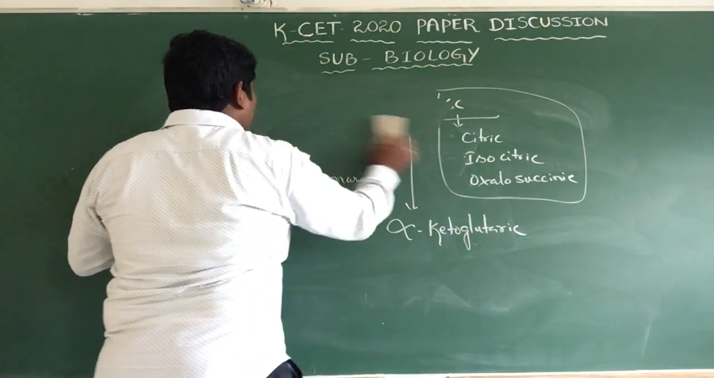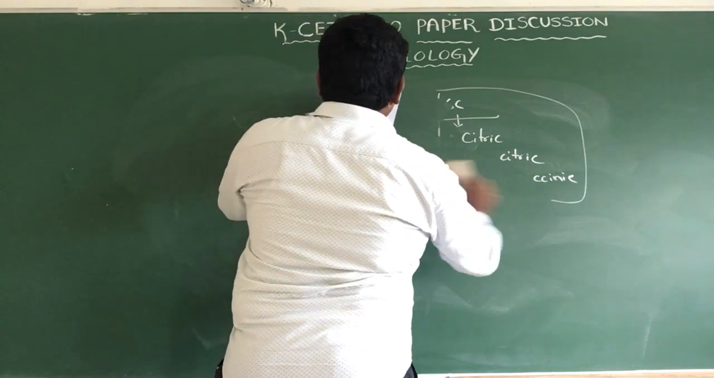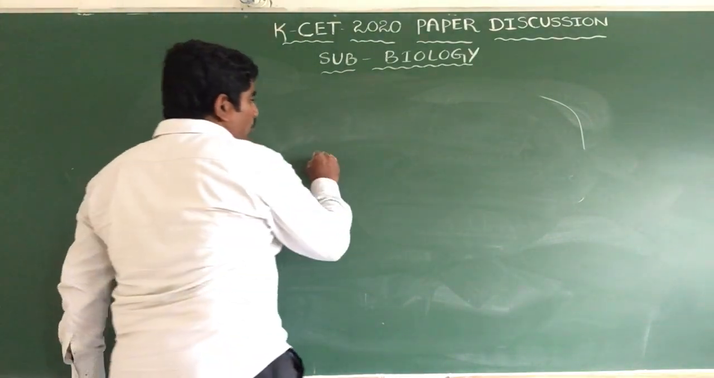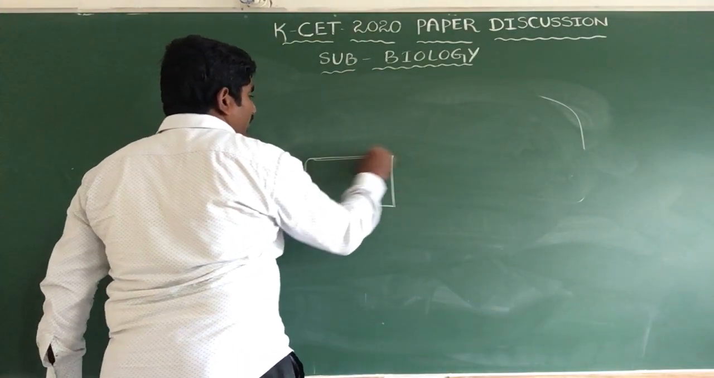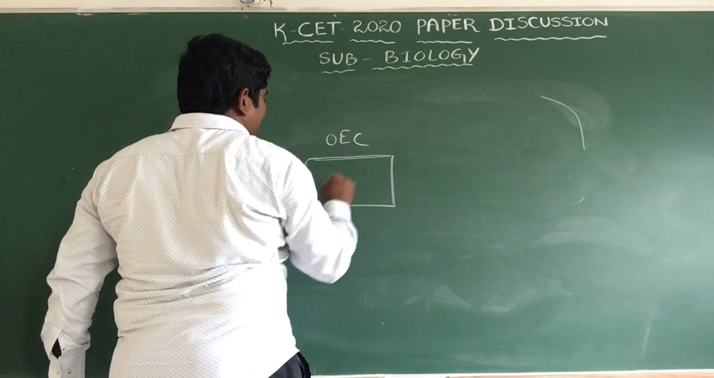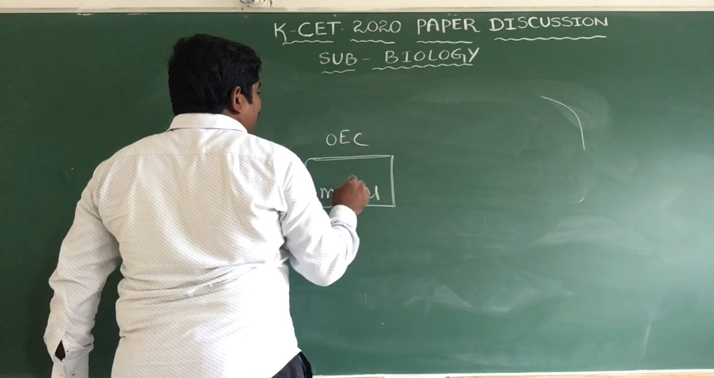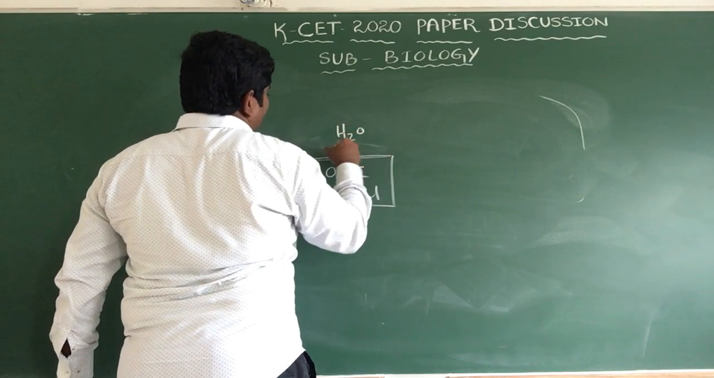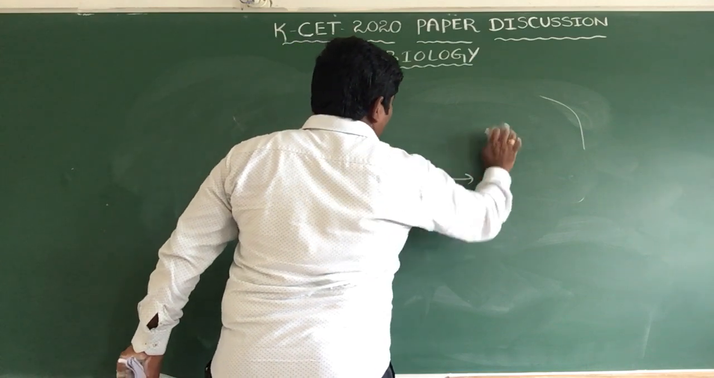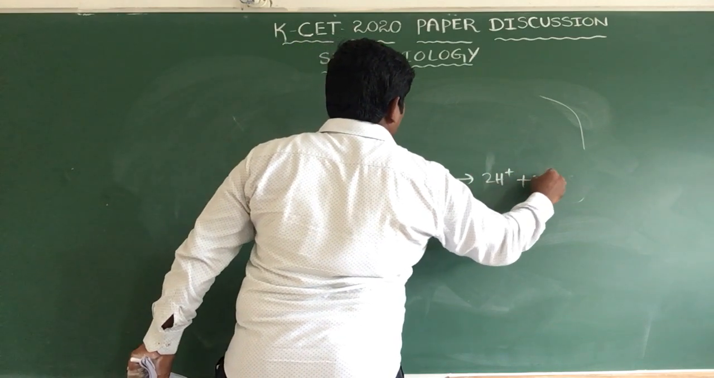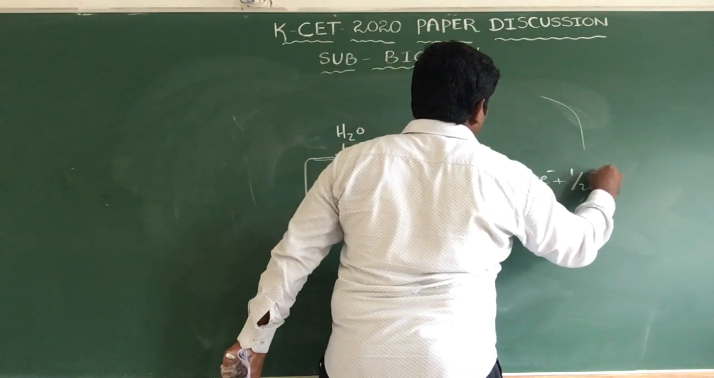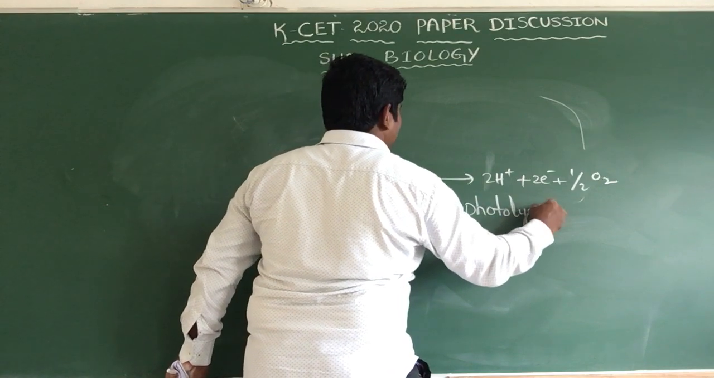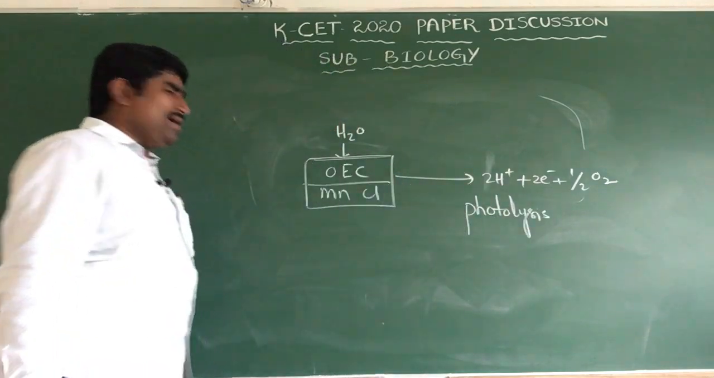Next example: during photolysis in photosynthesis, the deficiency of which of these elements interrupts photolysis? Now you can see the OEC, the oxygen evolving complex, is there, right? The OEC contains Mn and Cl. This OEC takes H2O and breaks it down into 2 hydrogens plus 2 electrons plus half O2. This process is what we call photolysis or the Hill reaction. So photolysis happens because of these two, Mn and Cl.